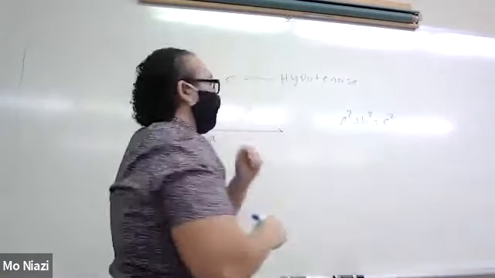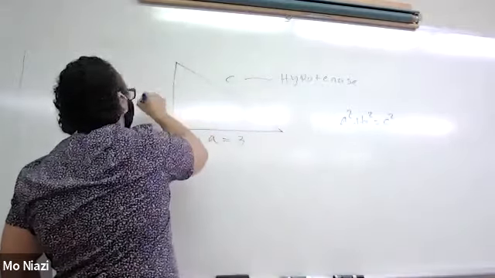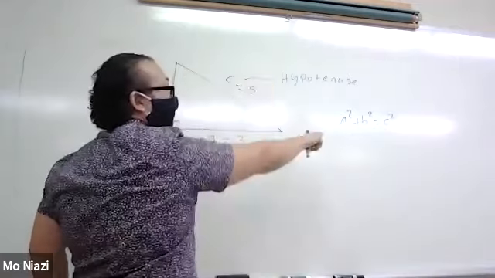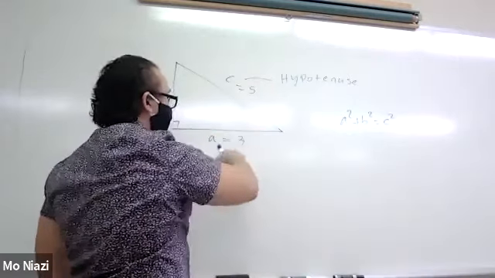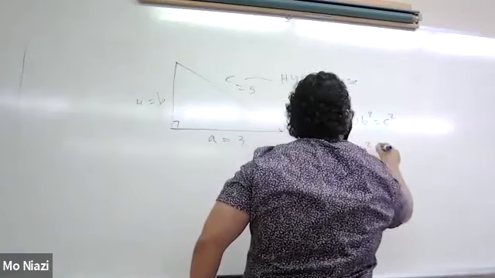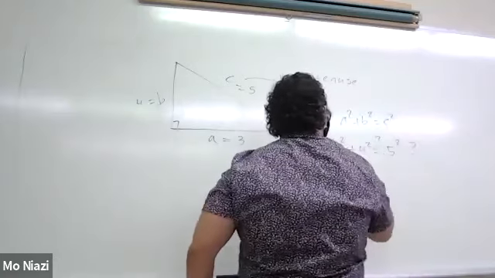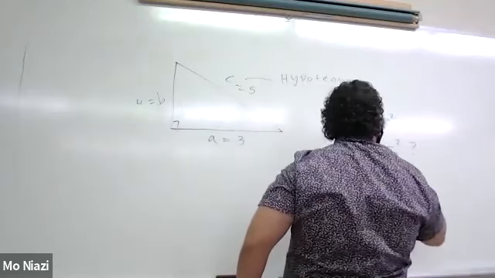Okay, what does this mean? It means, if I put numbers here, that it will actually satisfy this equation. So 3 squared plus 4 squared, does this in turn equal 5 squared? Well, this is 9 plus 16, does this equal 25?